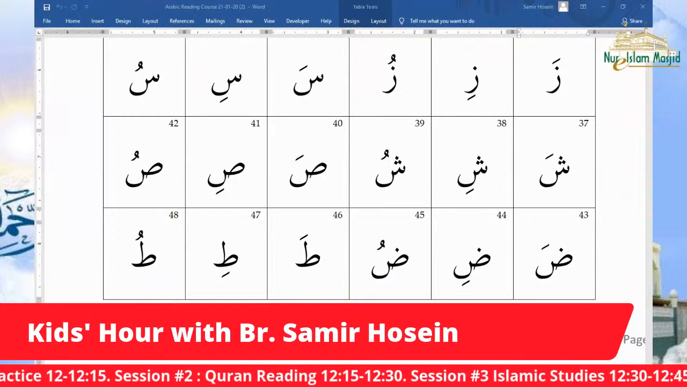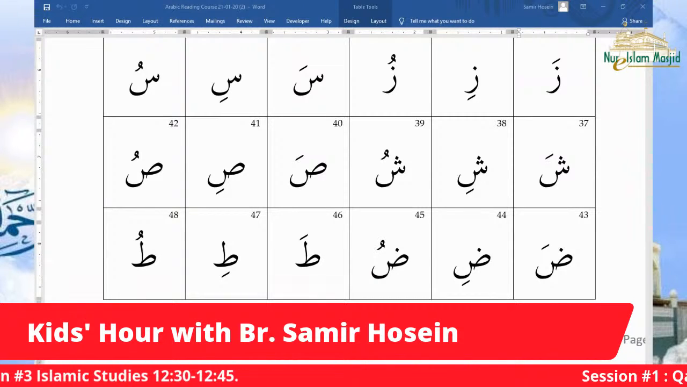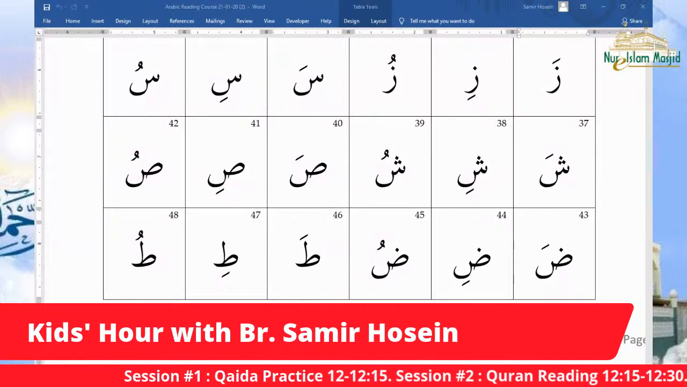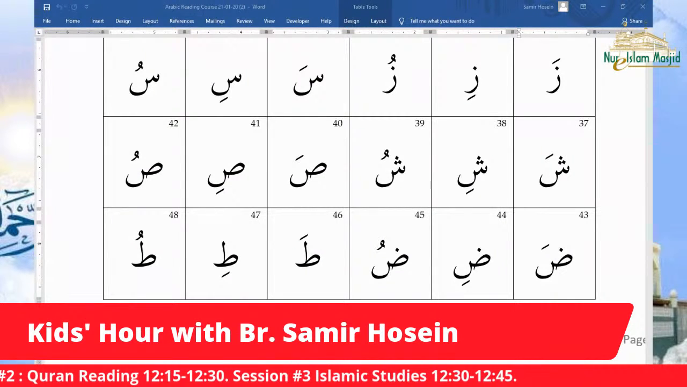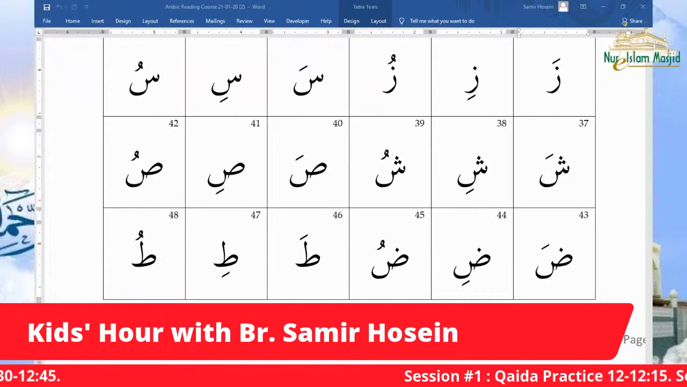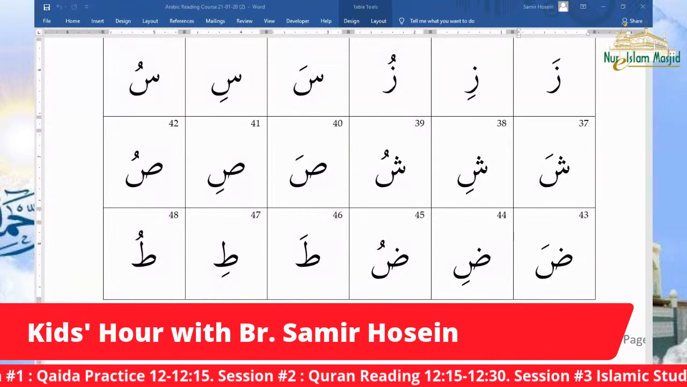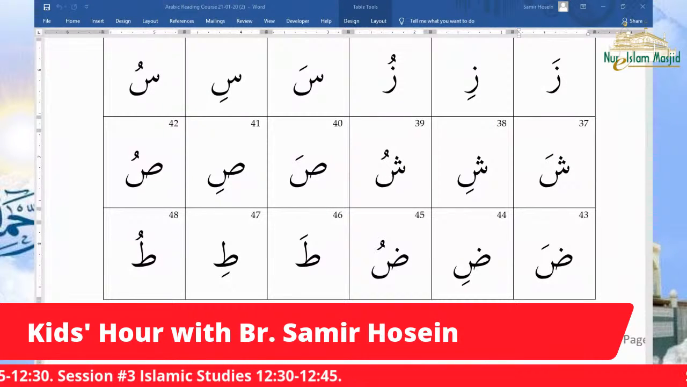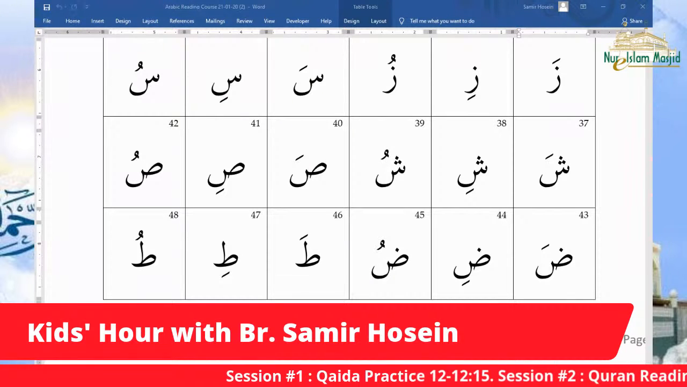Next one, the Kasra vowel with the E sound. Zi, si, she, si, di, ti. Okay. And lastly, the Damma vowel with the U sound. Zu, su, shu, su, du, tu.